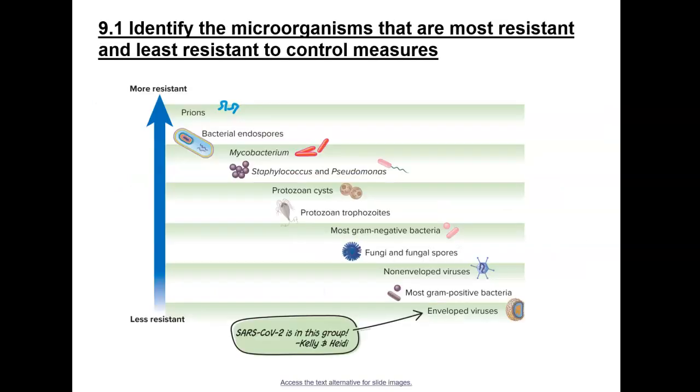The next learning outcome says identify the microorganisms that are most resistant and least resistant to control measures. So this is telling you which organisms are most resistant to microbial control. There's lots of reasons why we want to remove microorganisms from our environment, from our food, from our bodies, from our bathroom, our kitchen. We're always cleaning up and removing microorganisms. You will see from this diagram that prions are the most resistant to microbial control.